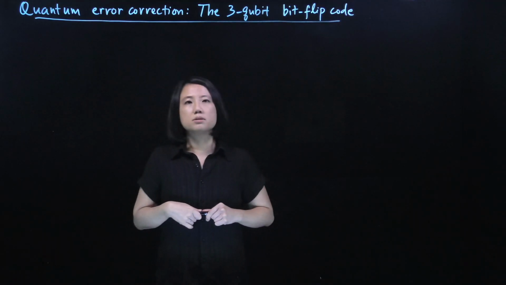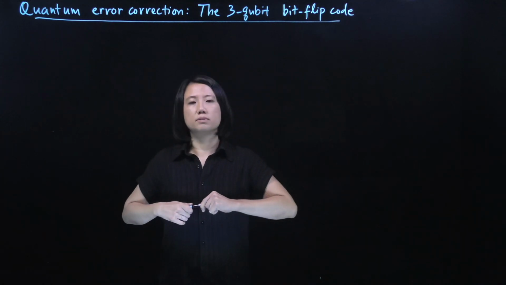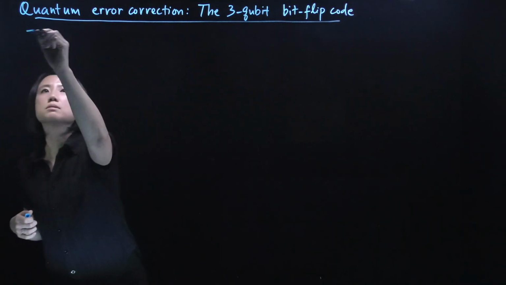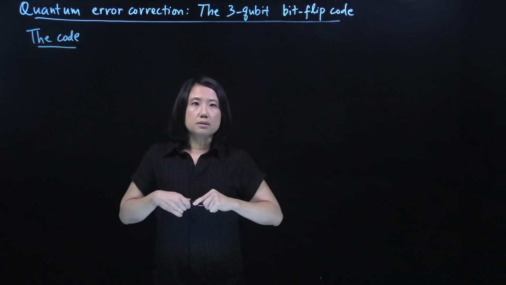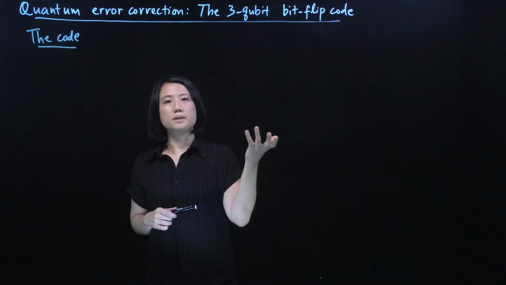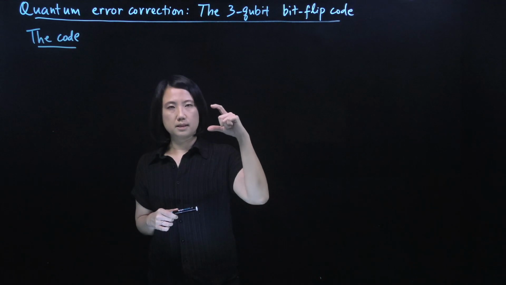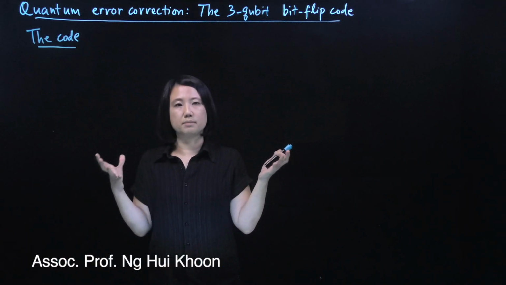So next, let me introduce the code itself. What exactly do I mean by this three-qubit bit code? Okay. So the code, like I said earlier, is really you are trying to encode the logical qubit, so a two-dimensional state space, into your three-qubit Hilbert space, which is eight-dimensional.